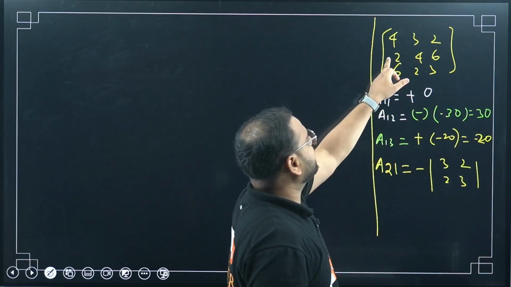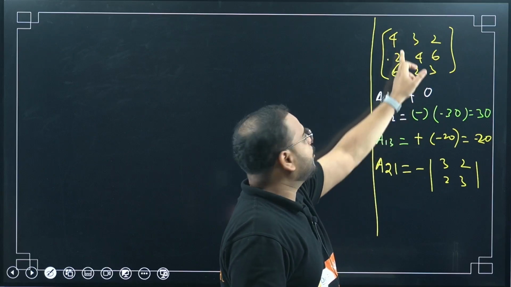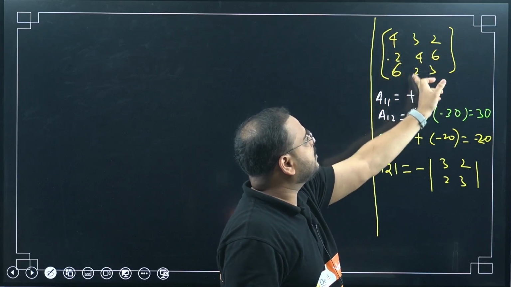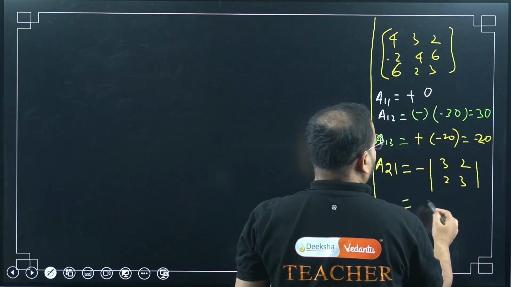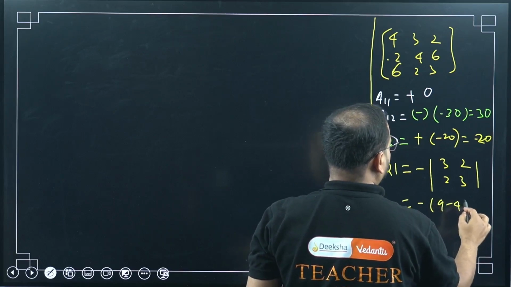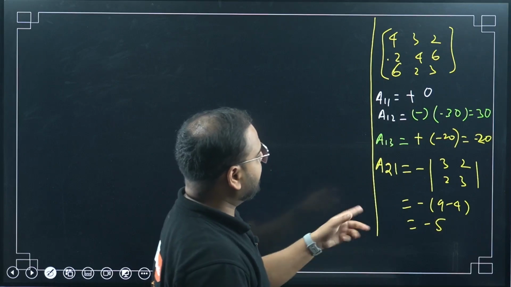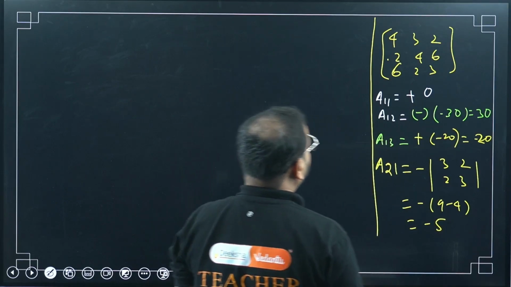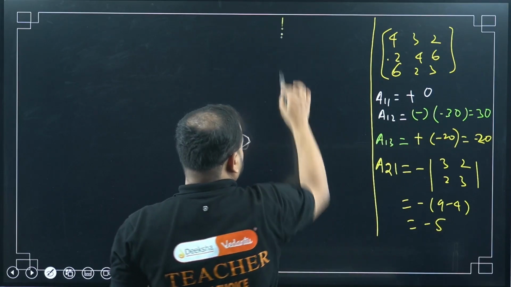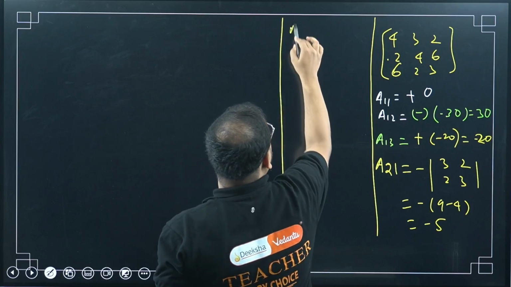I'm writing for this element. So this will be cancelled, right? 2, 3, 2 in the first row, 2, 3 in the second row. What do I get as the answer? Minus 9 minus 4. How much is this? Minus 5. Yes? Minus 3 into 3 is 9, minus 4, which is minus 5. Okay, A21 is done. Let's do the next one, A22.